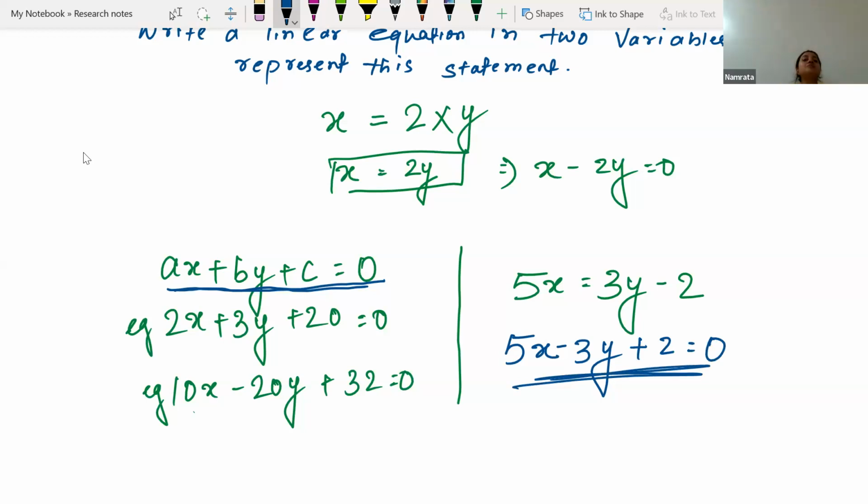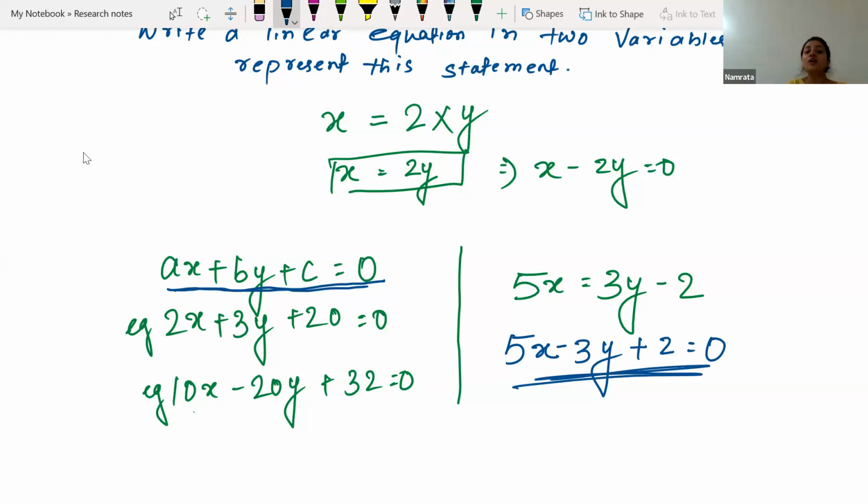So whenever it is mentioned in the question to write the equation in its standard form, we will write it like ax plus by plus c equals 0. So don't get confused about what exactly is a, what is b, what is c. This is just to make you confused. You just have to write everything on one side and the other side has to be 0.